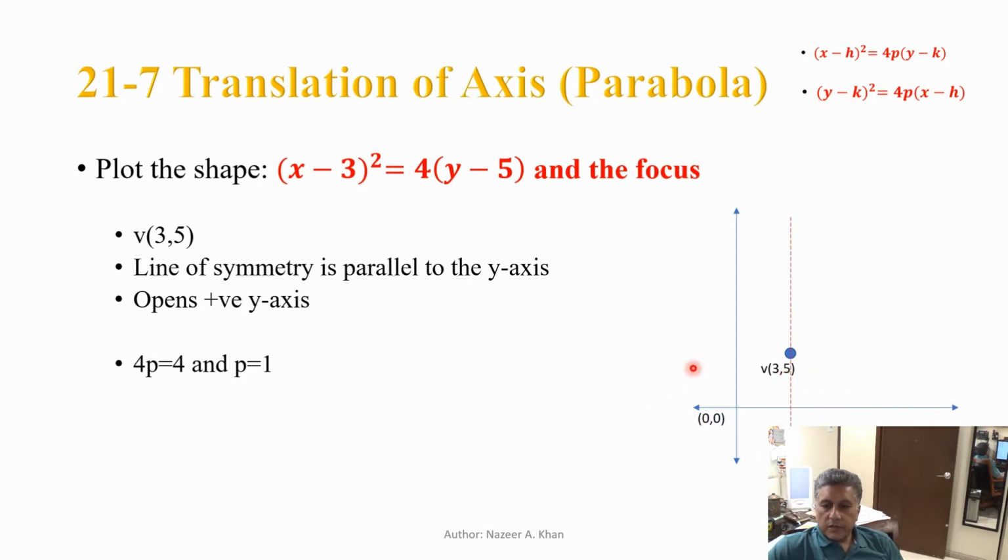I know that this is opening positive y, so it's going from here positive this way, right? I know also that my p-value is going to be on the inside, and it's going to be right about there. It will add 1 to that y value, so it'll be 3, and 6 is going to be my focus, right? And then I go and put in my parabola, and guess what? We got it done, right?